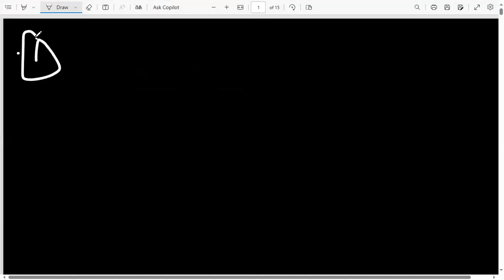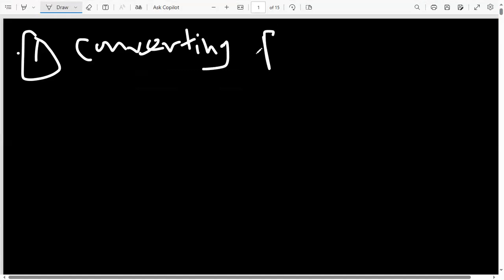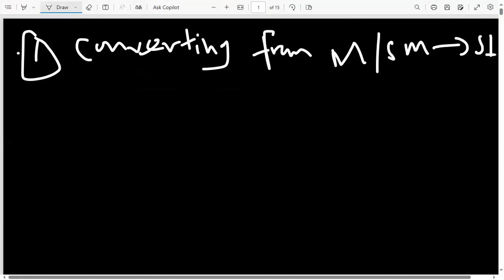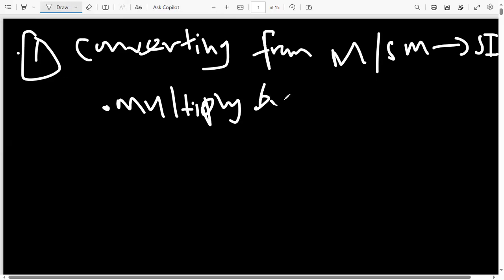The first one is when you are converting from the multiples, I'll just write M for the multiples to save space, or you're converting from sub-multiples, and you're taking these to the SI unit. What is the rule? The rule is that you just have to multiply by the prefix.